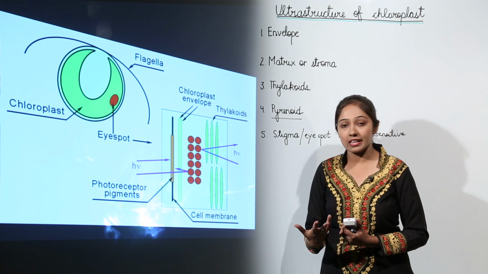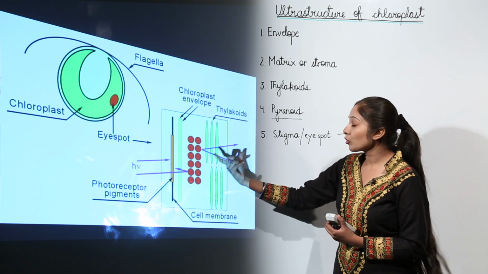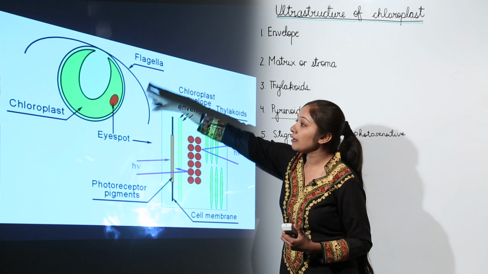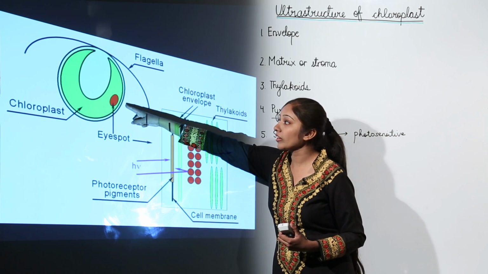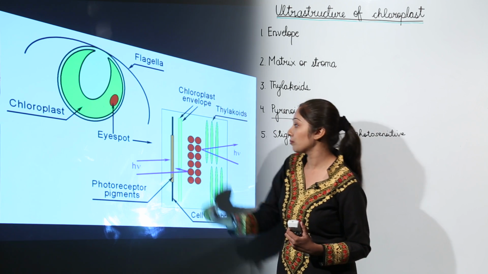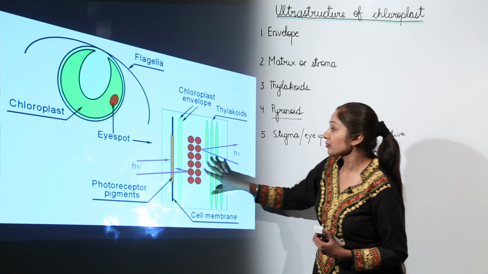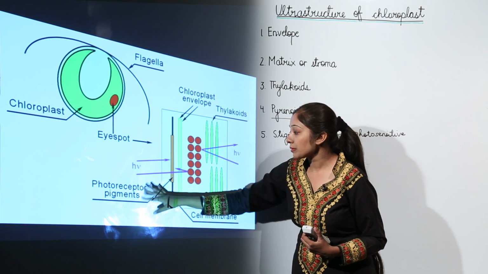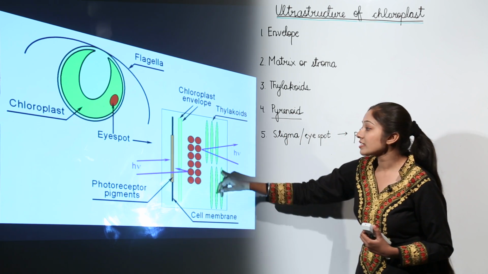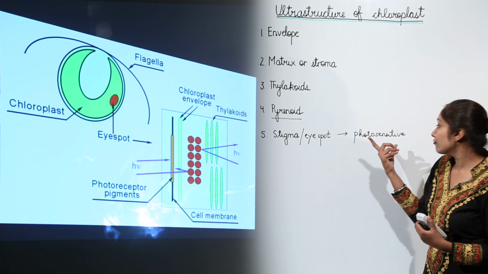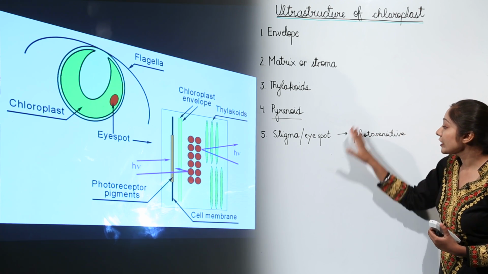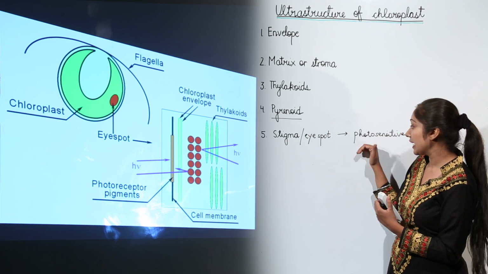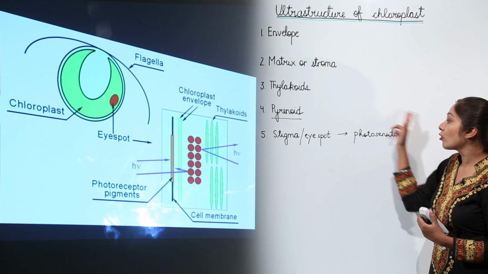Normally what happens in a cell, the plasma lemma and the chloroplast envelope contain these photoreceptor pigments. As you have seen, this is Chlamydomonas with its cup shaped chloroplast, and here is one eye spot that is contained within this chloroplast. And when you look at the structure of this eye spot, you can see these are the photoreceptor pigments present over here. These photoreceptor pigments are what? They are photosensitive. So they are going to help to actually receive light, okay.